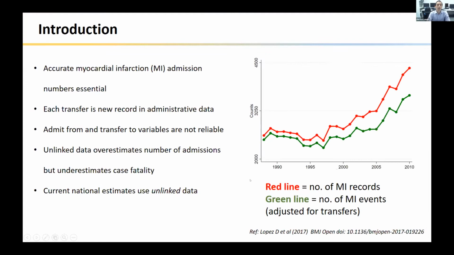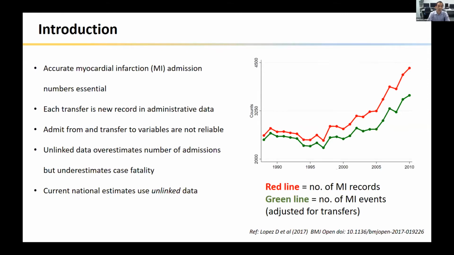So firstly, for the background of this presentation, myocardial infarction or heart attack is a major cause of mortality in Australia and in many countries. Accurate counts of MI admissions is essential for evaluating public health measures and health service utilization. These counts are based on administrative health data. However, in this data, each transfer is a separate record. If a patient has multiple transfers, this will result in multiple admissions for what is essentially a single MI event. Variables like admin from and discharge to in hospital data are not reliable as they were collected for administrative use rather than for research purposes.